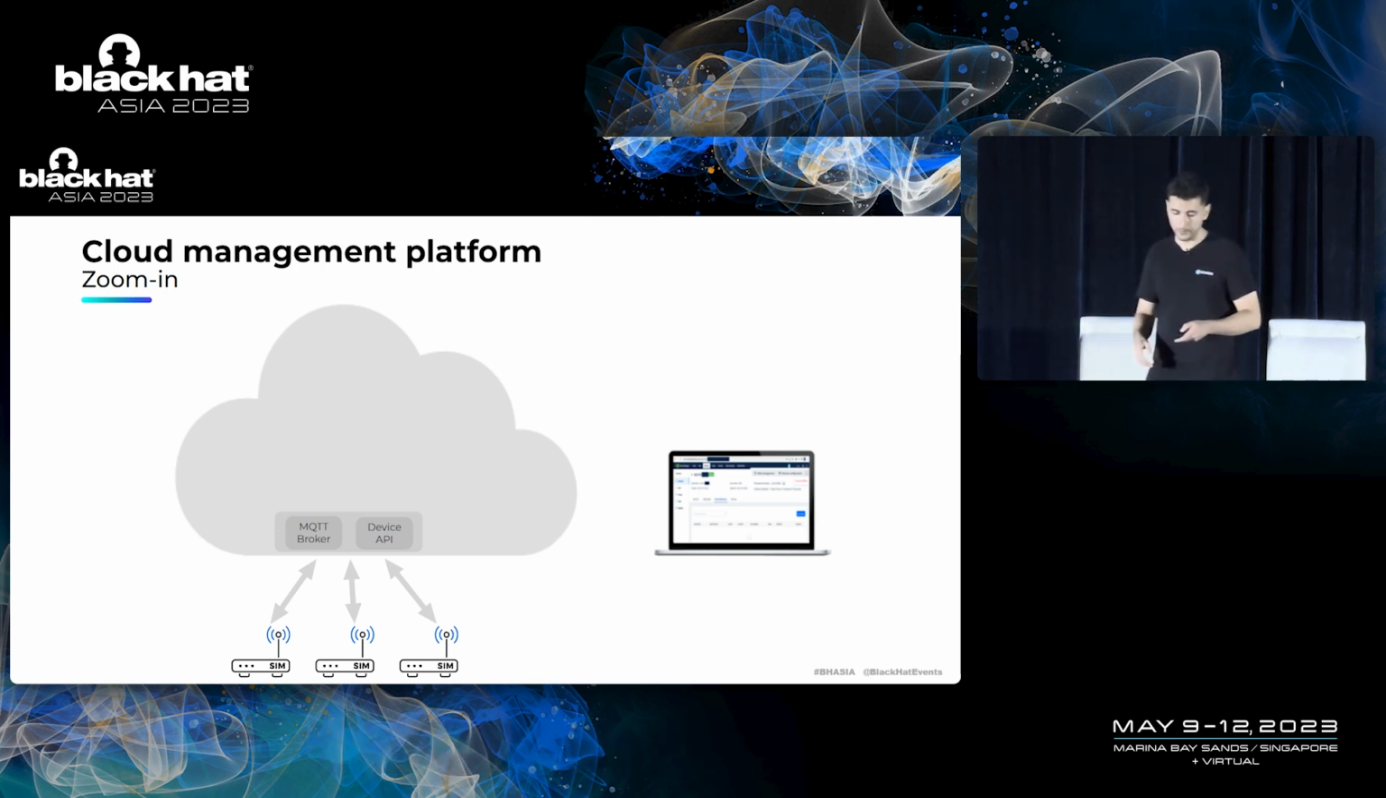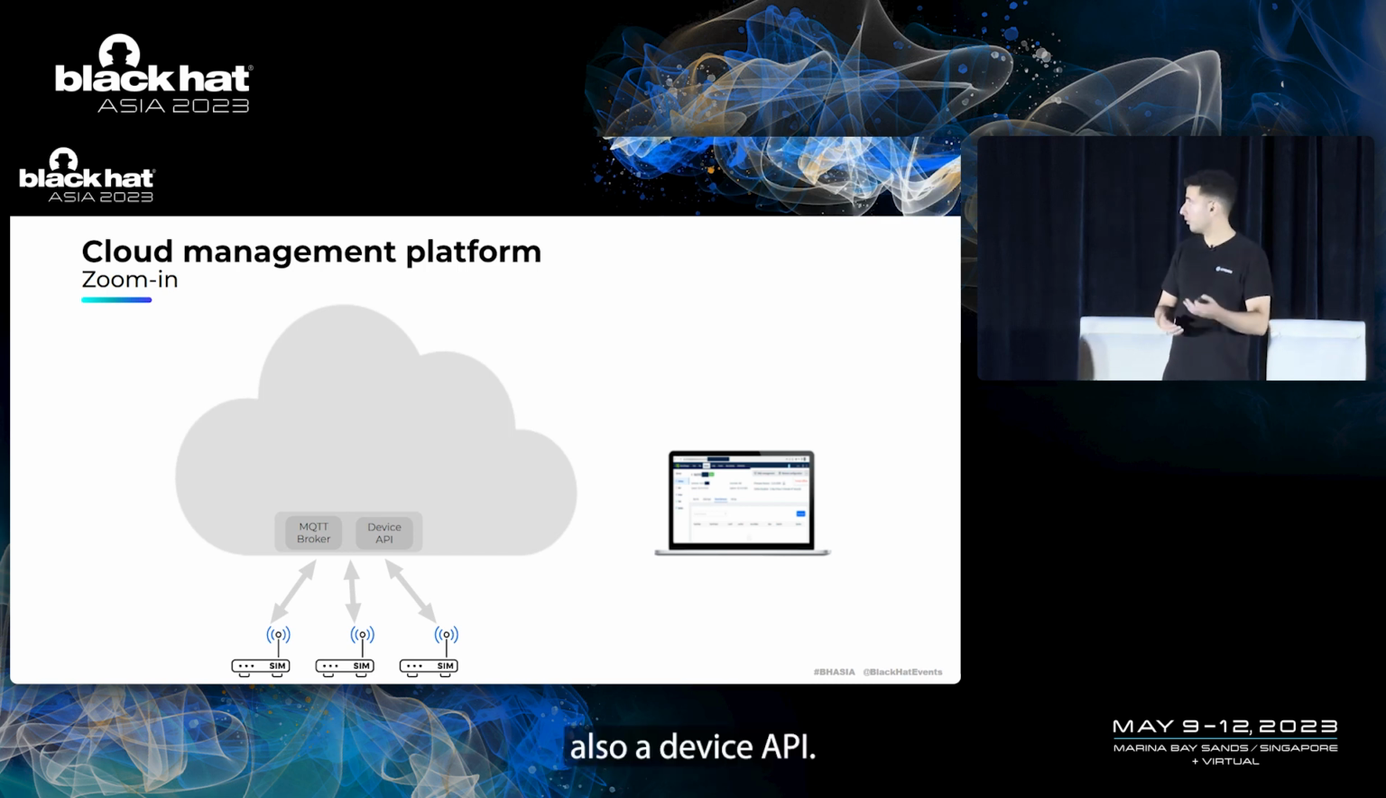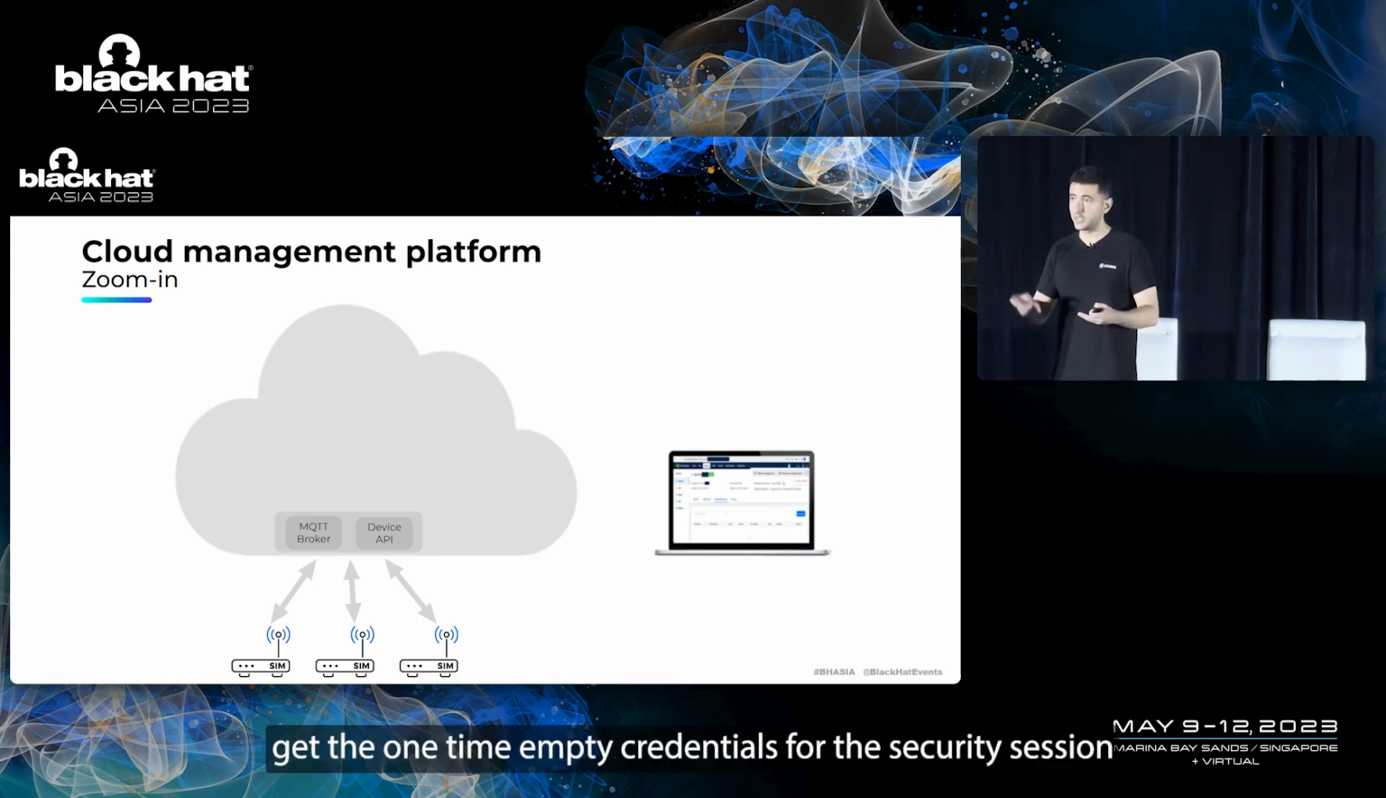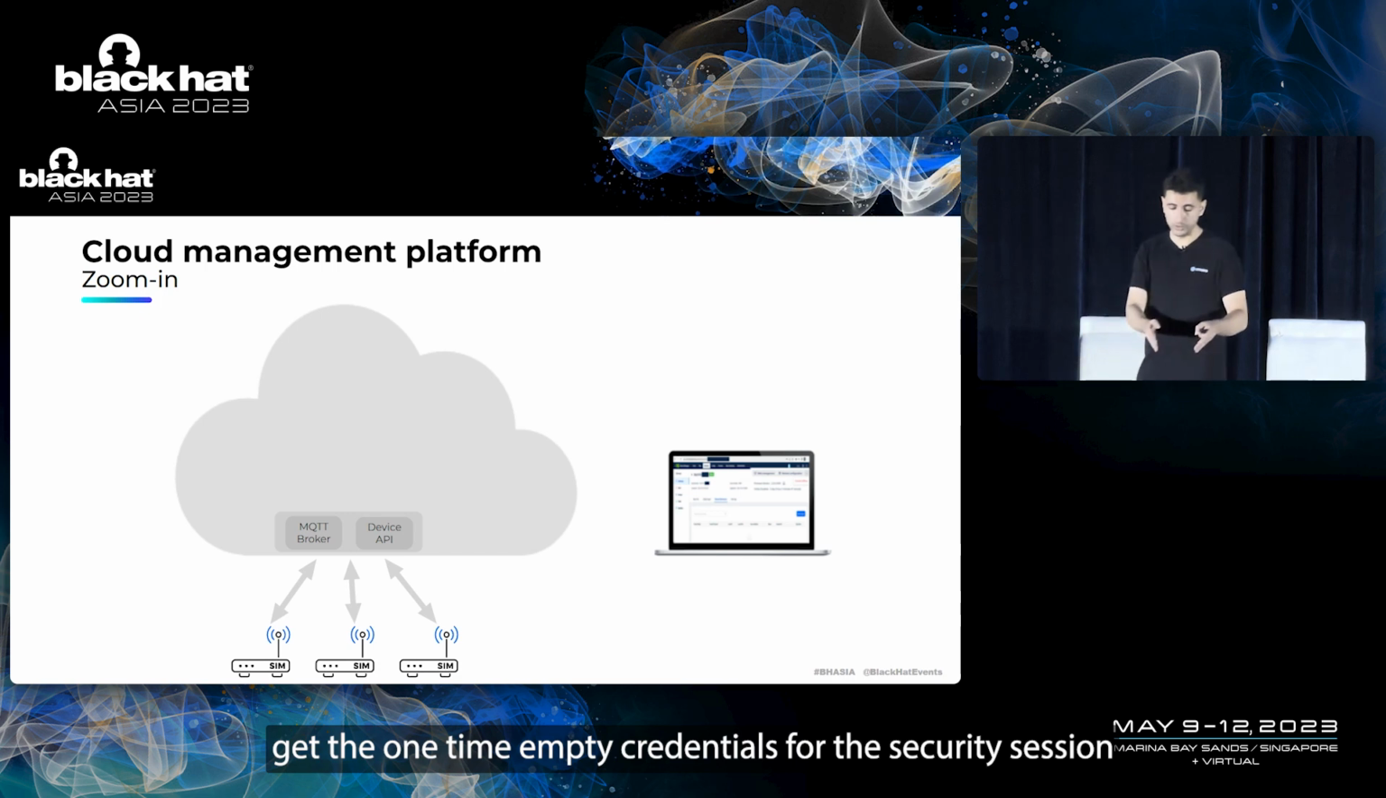Usually there is also a device API. It's used to initialize the communication between the device and the cloud, and for example, get the one-time MQTT credentials for the MQTT session.